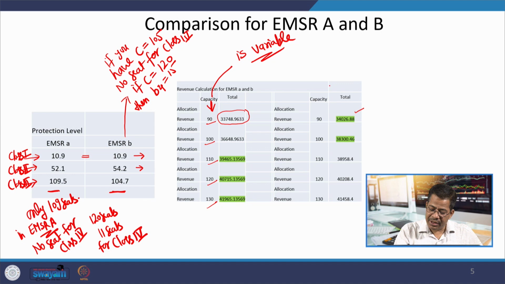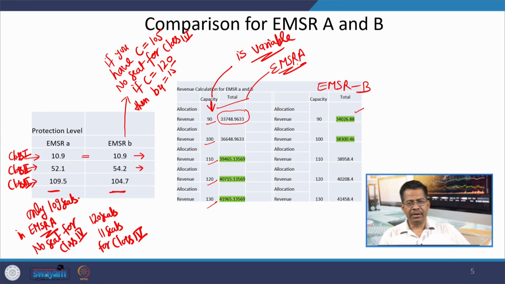So, this calculation is coming for EMSR B and this is A. And therefore, here it appears that EMSR B is a better way of getting the revenue. Same in the case of 100 capacity also. Here my revenue is 36,648, while the revenue is 38,300 in case of B.